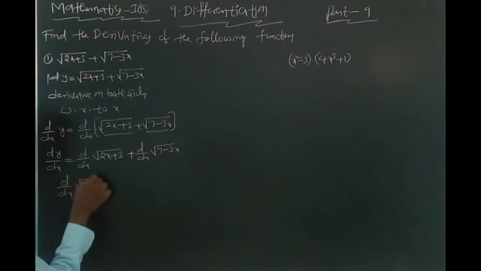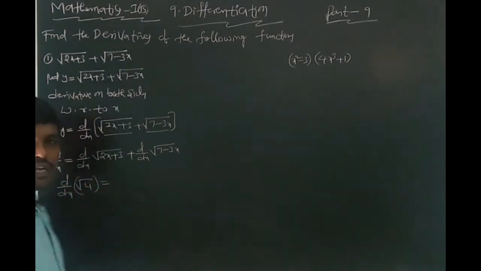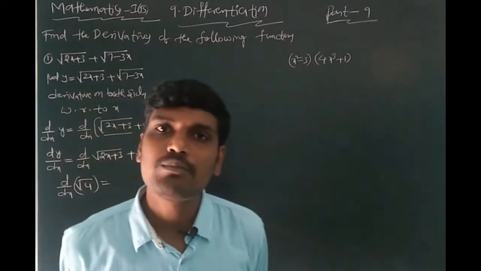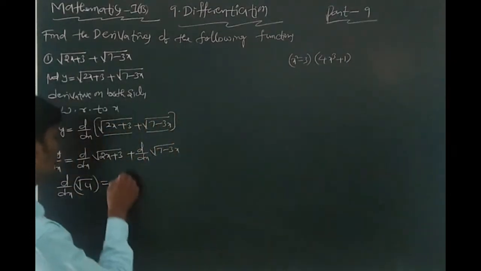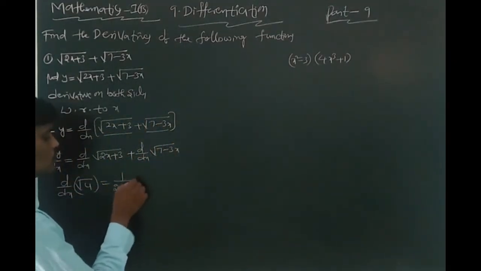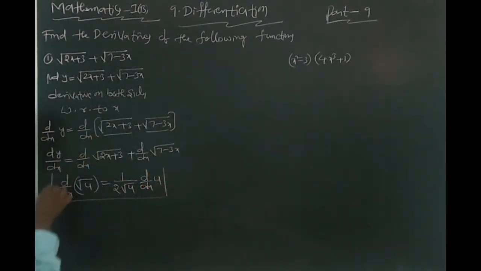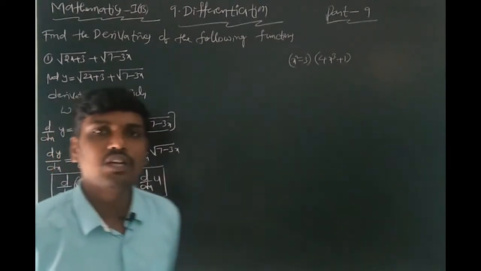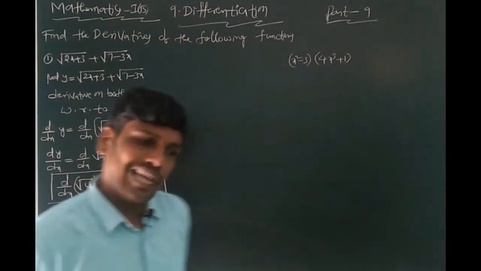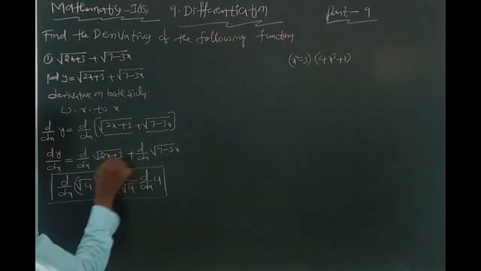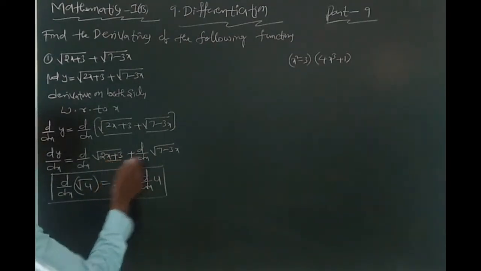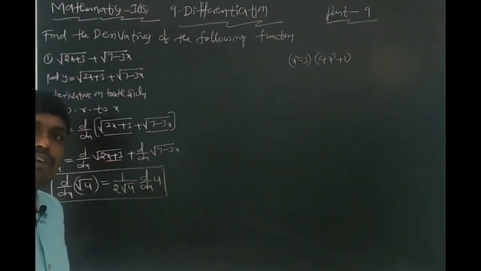After that, the derivative of square root of u. There is a formula. What is the formula for the derivative of square root of u? 1 by 2 root u into the derivative of u. This is the formula for the derivative of square root of u. In this formula, here the first term u is 2x plus 3, and the second term u is 7 minus 3x.